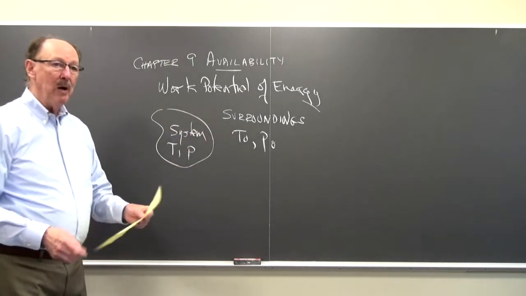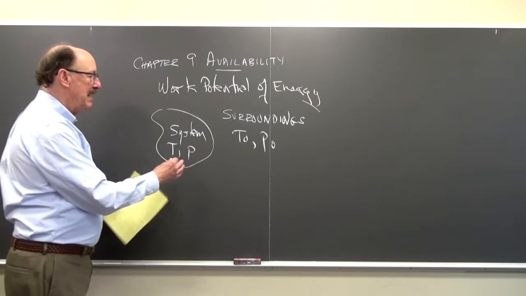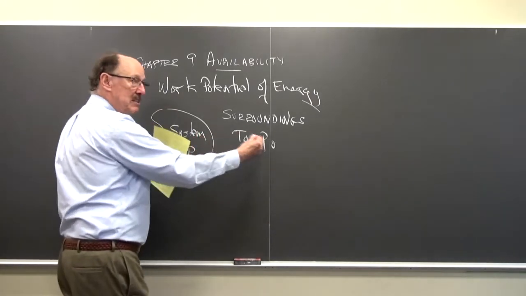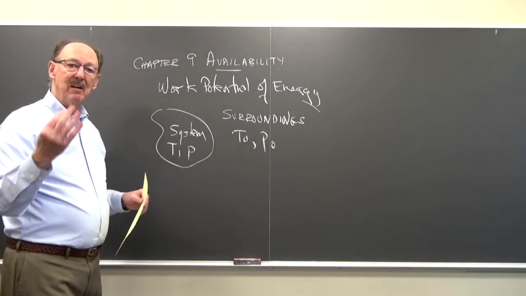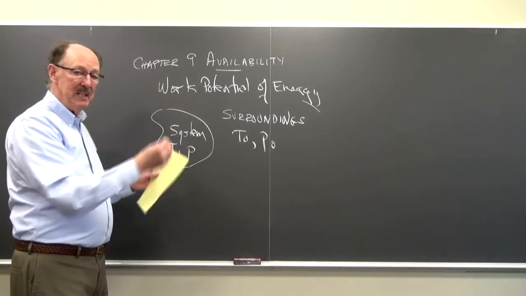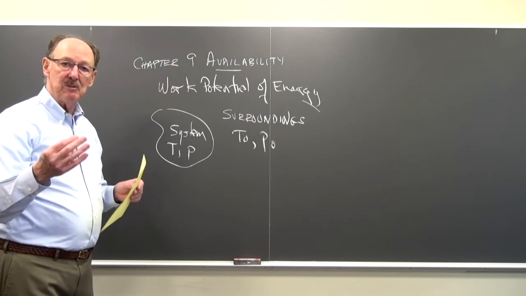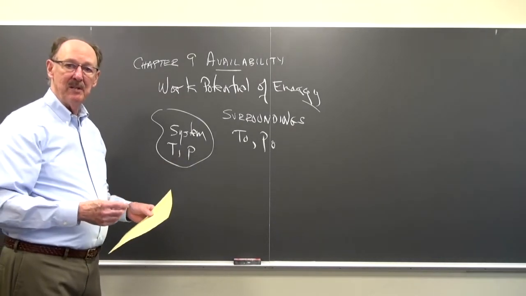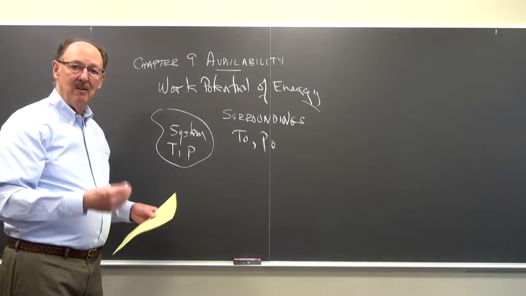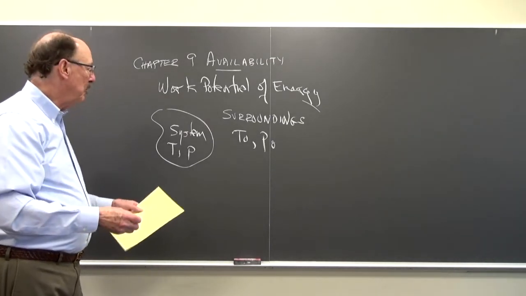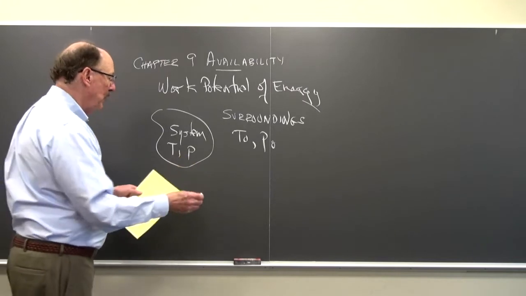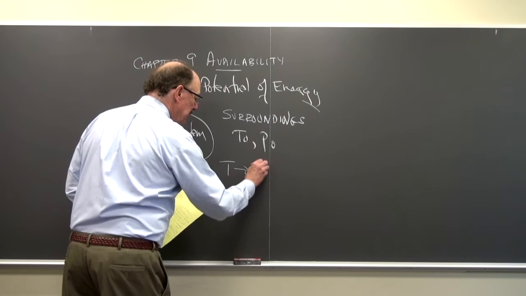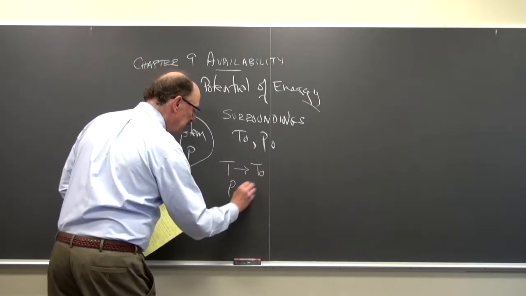And so what we're interested in is finding out what would be the work potential of the system relative to the surroundings. So the availability is the work potential, and it all depends on what the surroundings are, what their T0, P0 are, if we're dealing with voltage, what the voltage is, etc. And so we're looking for T moves to T0, P moves to P0.